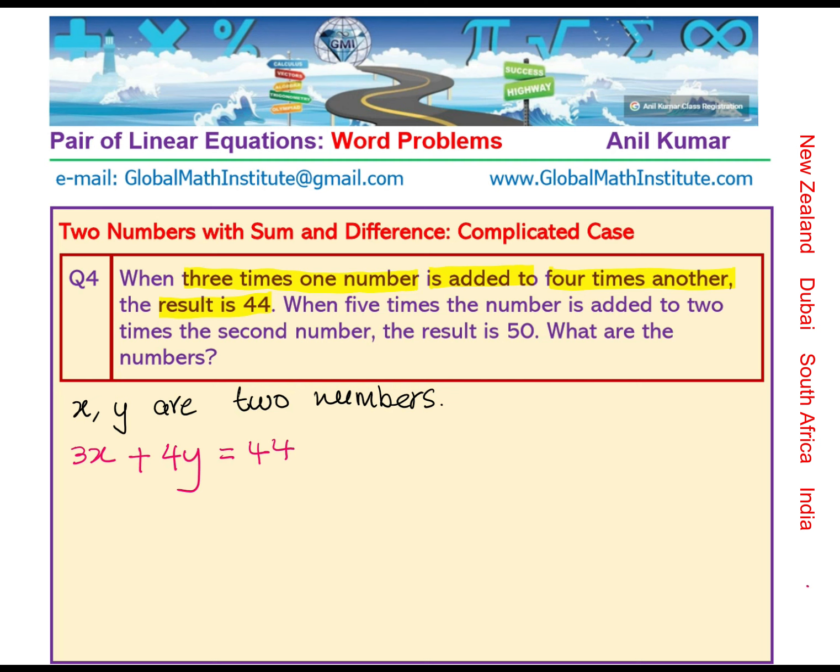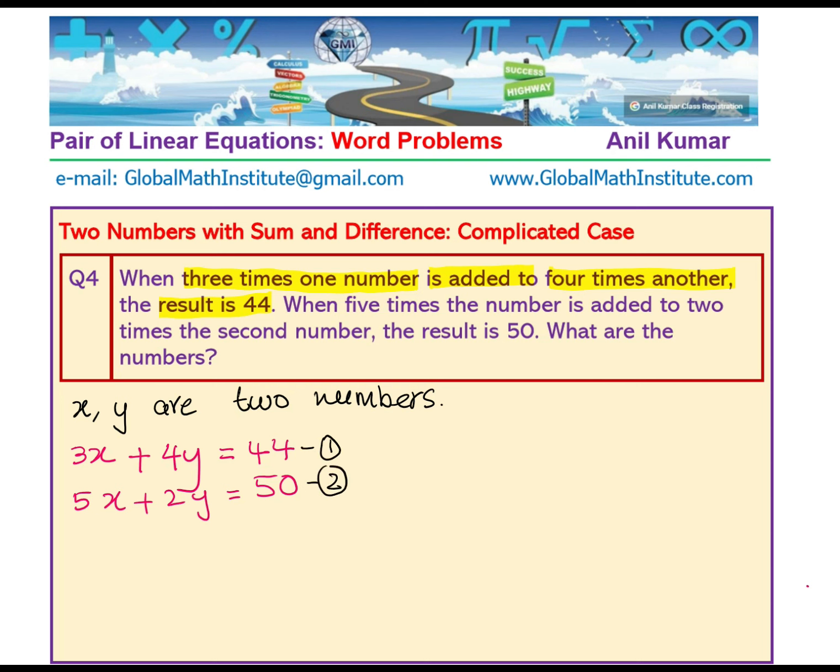So I hope you have got this strategy to solve word problems. Correct? Now go through the second statement, which is when 5 times the number is added to 2 times the second number, the result is 50. So we get 50. So we got our equation. We'll number them as 1 and 2.